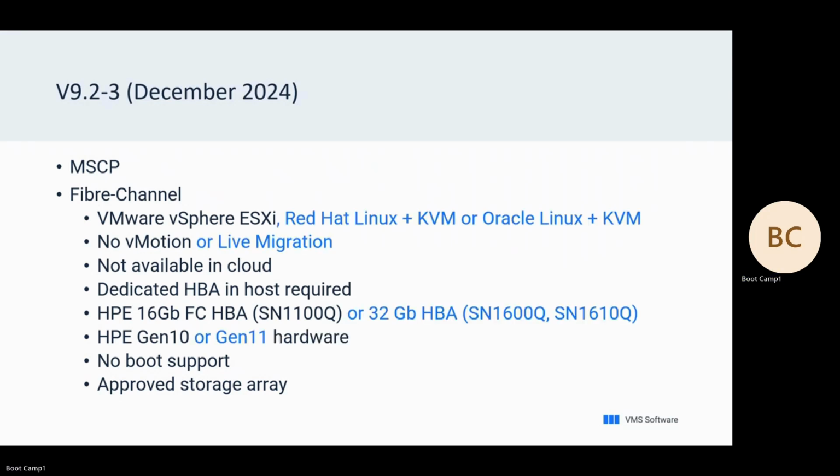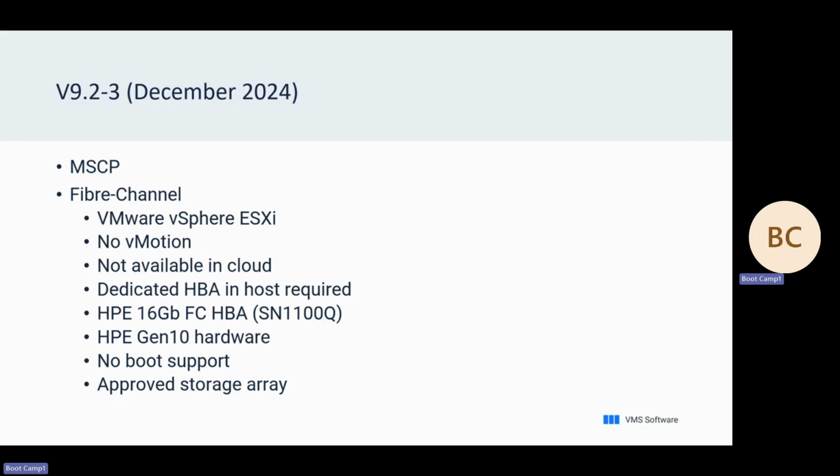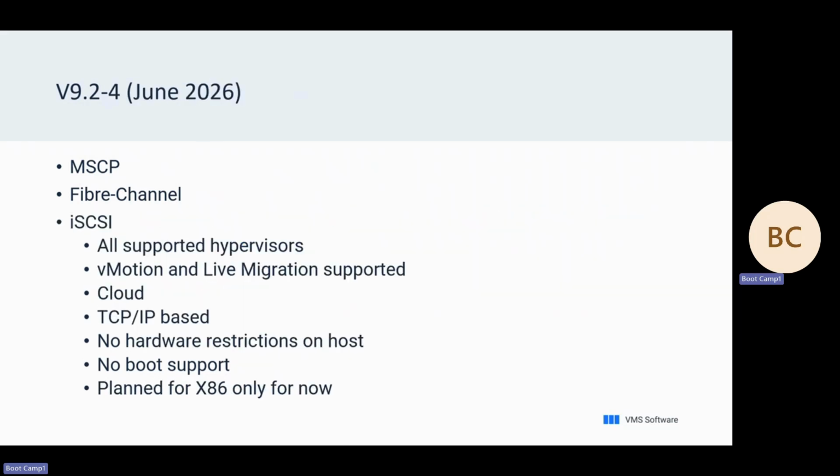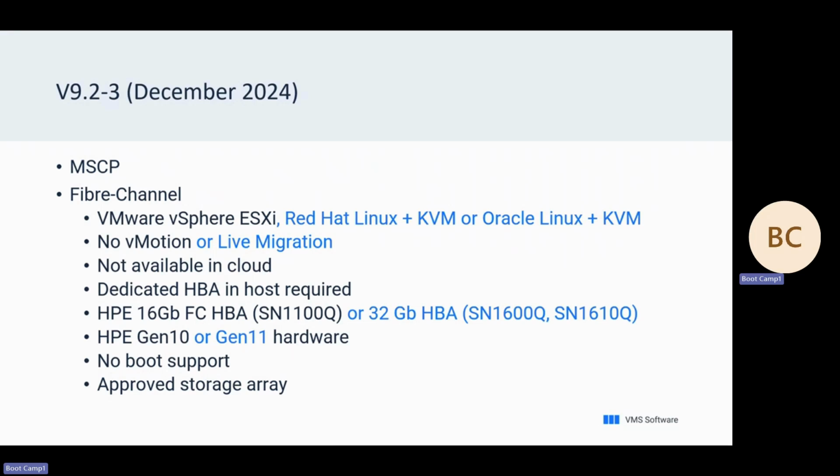We'll have an update. Sorry, this says still the header is wrong. This is the update to 923, which will release at the latest in June next year. So this adds support for Red Hat Linux KVM and Oracle Linux KVM to our fiber channel solution. That would also mean no live migration on those platforms. Same thing as vMotion, just a different name. We'll add the 32 gig HBA and Gen 11 hardware support.